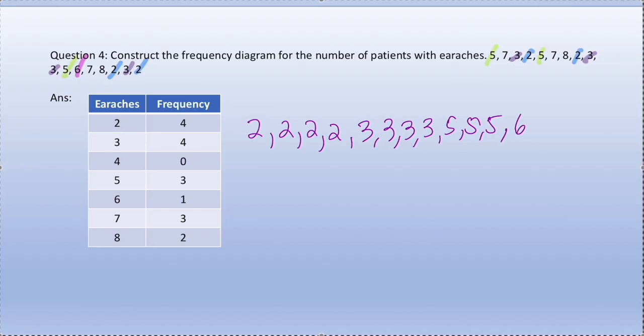There are 3 7s. Excuse me. There are 3 7s on our chart, so we can cross those out and write those down. And then finally, we do have 2 8s listed. So we'll write those down.